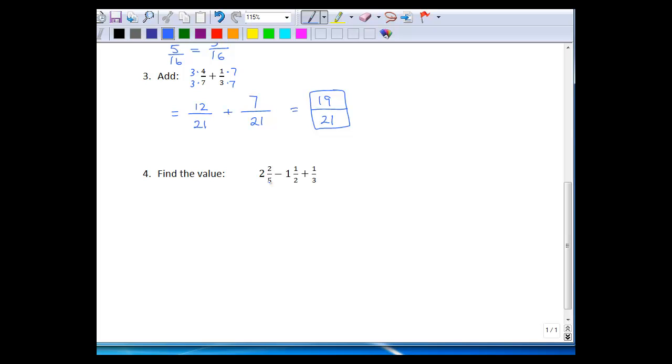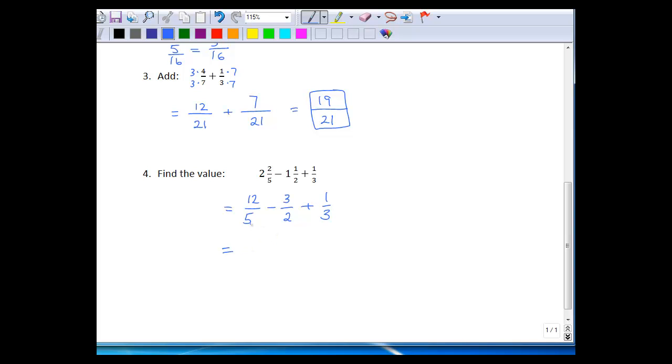So 2 and 2/5, if I convert that to an improper fraction, 5 times 2 is 10 plus 2 is 12. Leave the denominator the same. The second mixed number here, 1 and 1/2. 2 times 1 is 2 plus 1 is 3. Leave the denominator the same. And then the last one's just a proper fraction, so we don't need to convert that.